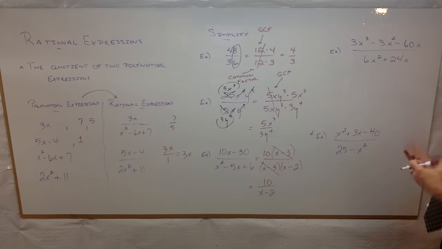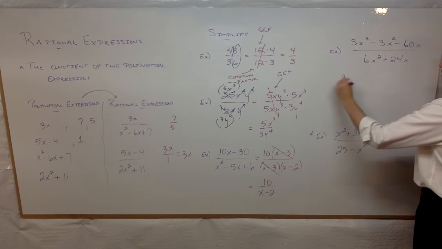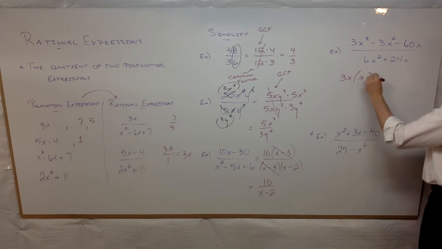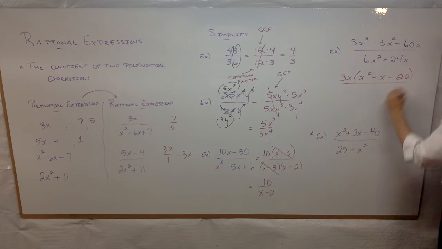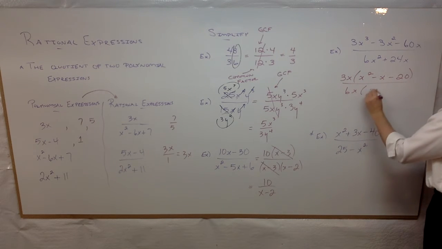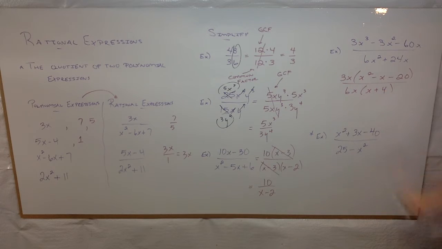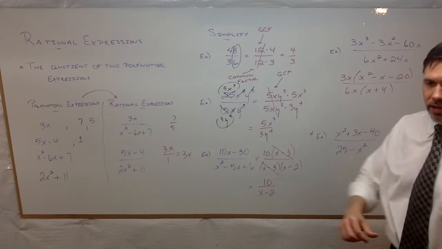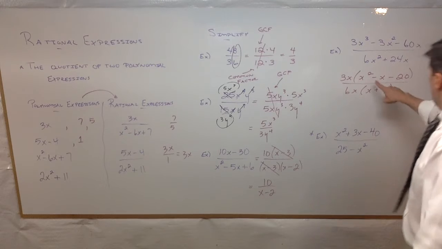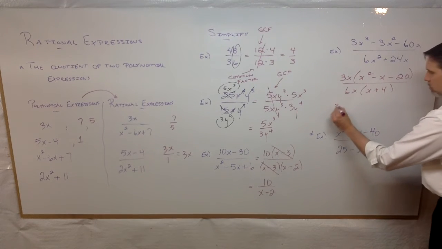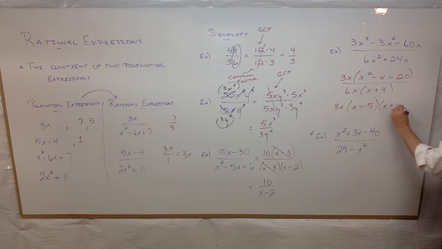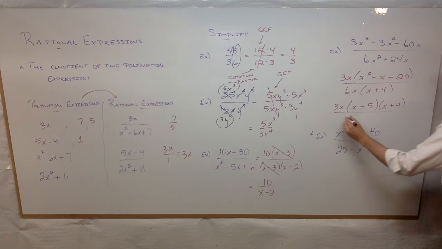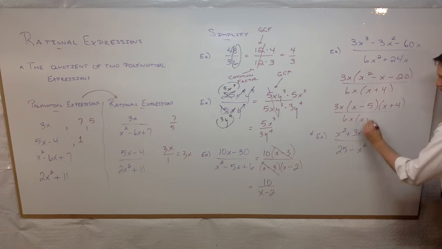It's the same game, just a little bit bigger with the factoring. First thing I'm doing is factoring out the GCF in the numerator, which is 3x. We're left with x squared minus x minus 20. Denominator, factor out 6x, we're left with x plus 4. Now, if you notice in the numerator, that x squared minus x minus 20 factors further, so we'll go with 3x. That'll be x minus 5, x plus 4. Denominator does not factor any further, so 6x, x plus 4.